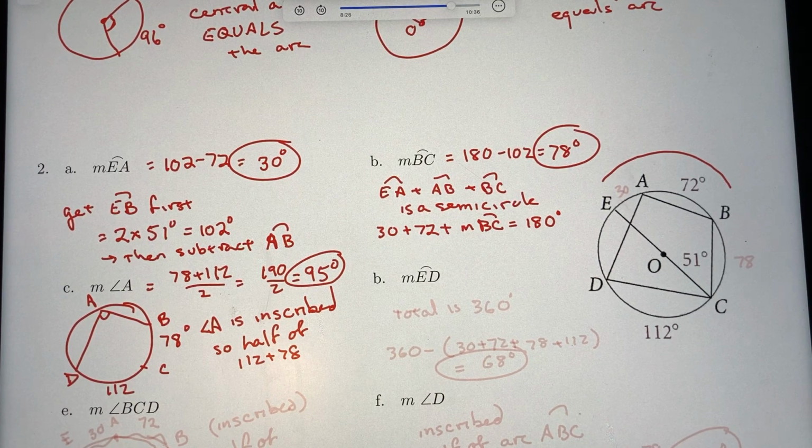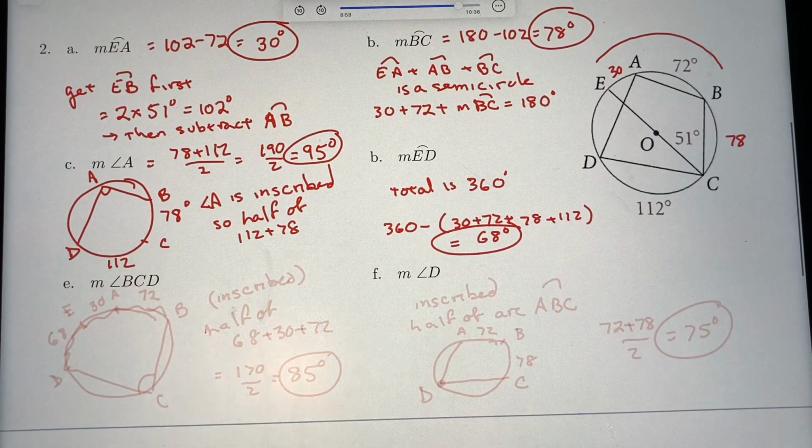Measure of ED, again, let's write in some numbers. We got 78 degrees, we got 30 degrees. Oh, ED is the rest of it. So 360 minus all of the other angles. And we get 68 degrees. Yes, your calculator has parentheses buttons. Just go ahead and type it in, just exactly like that.